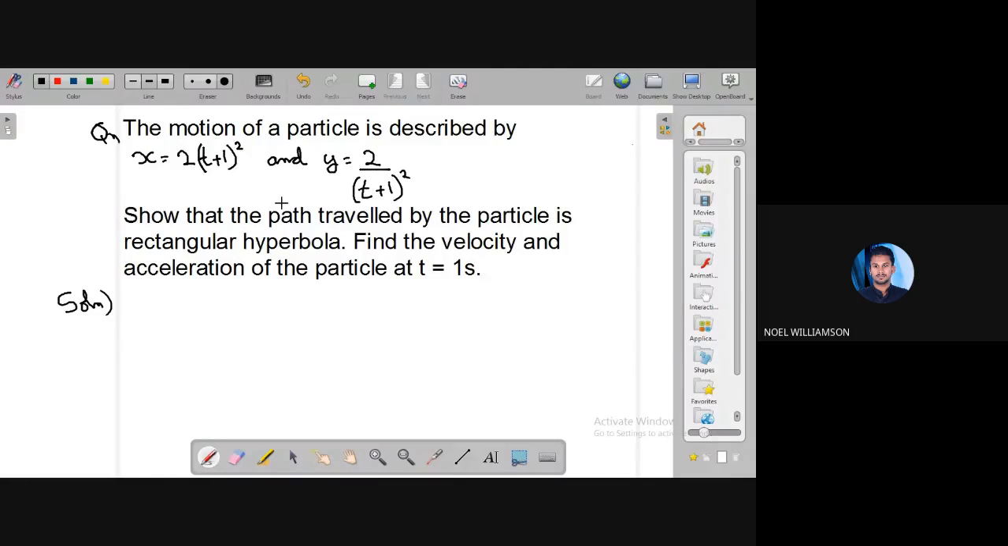Okay, this is your question. The motion of a particle is described by x equal to 2 into (t plus 1) the whole square and y equal to 2 by (t plus 1) the whole square. Show that the path traveled by the particle is a rectangular hyperbola. Find the velocity and acceleration of the particle at t equal to 1 second. Okay, take down the question.